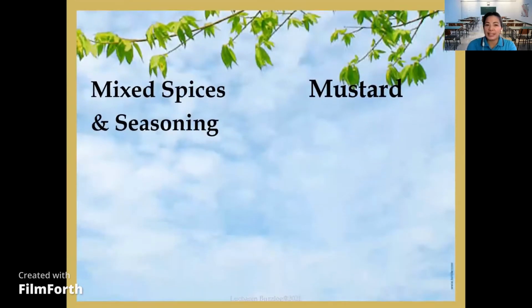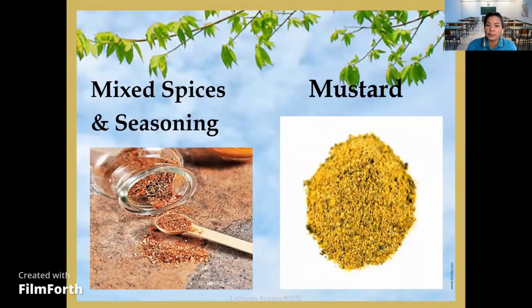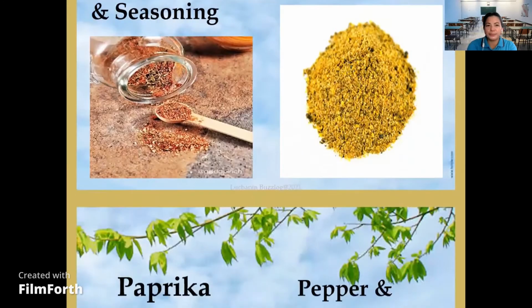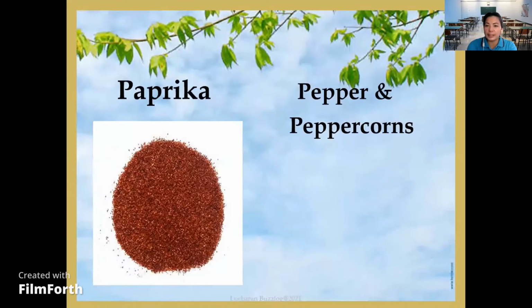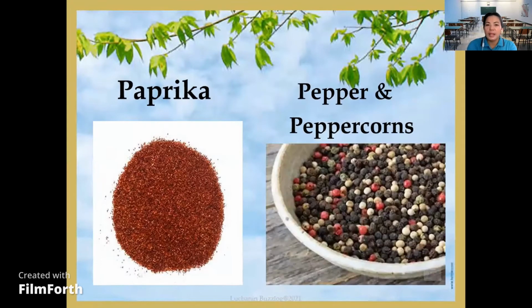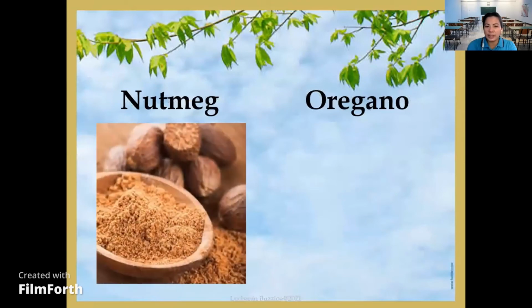So we have the mixed spices and seasoning. Ayan, ito siya yung the mixed spices and seasoning. And we have the mustard. So ayan, powdered mustard. We have the paprika. Ito, ang sarap-sarap ng paprika. It adds some spice. Ano. And we have the pepper and peppercorns. Yeah, the peppercorns. We have also the nutmeg. Ito yung itsura ng nutmeg natin.